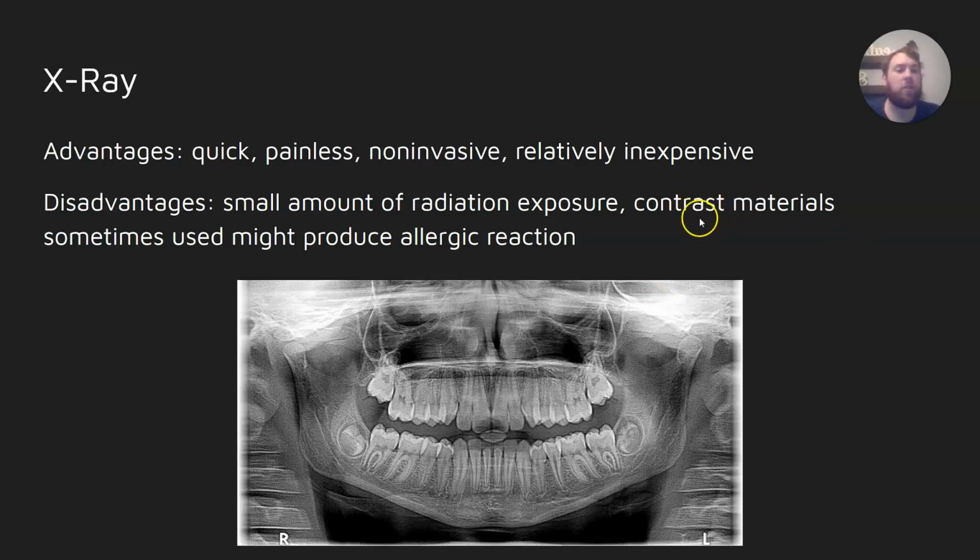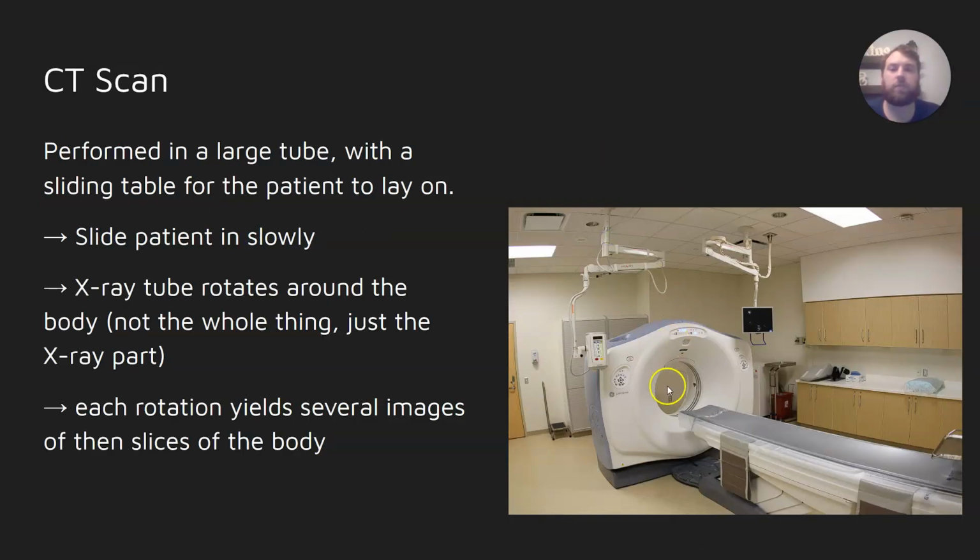And sometimes we use contrast materials to be able to see different things, like if we insert a contrast material into the bloodstream or into the GI tract, we can see the differences between the tissue and the material that we just injected, so we can see how things are flowing. But it might sometimes produce an allergic reaction, so you have to know whether or not the patient is allergic to those contrast materials you inject.